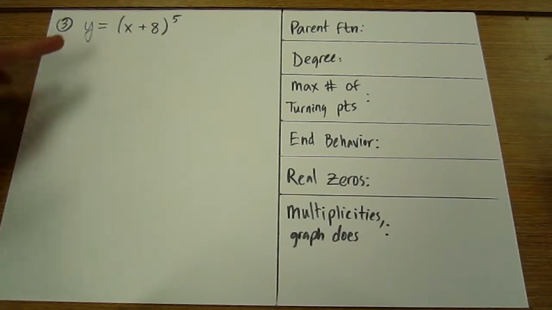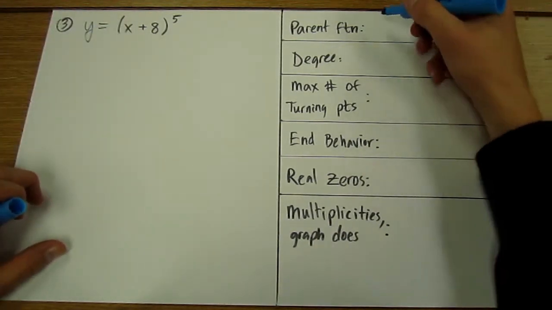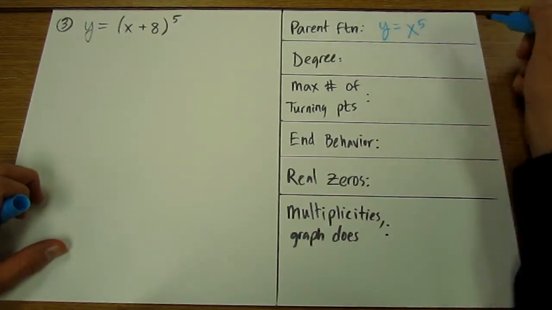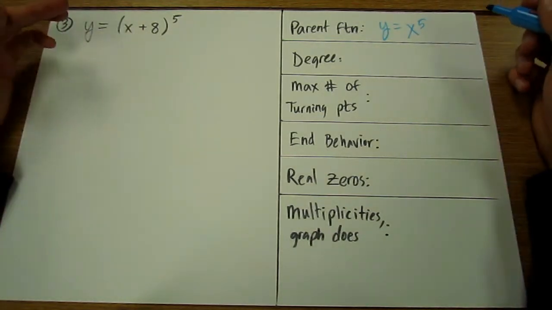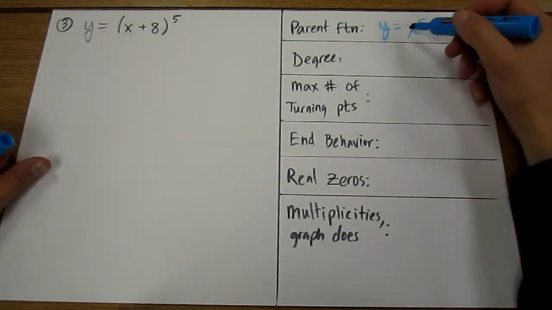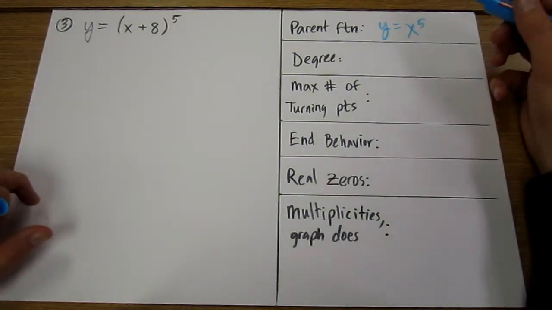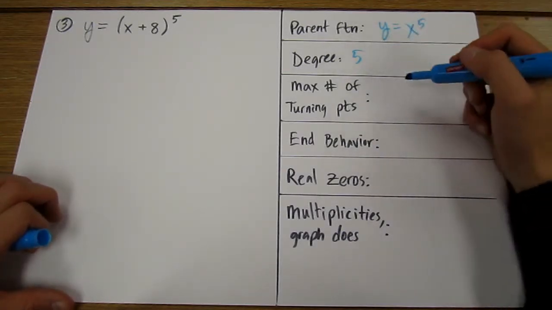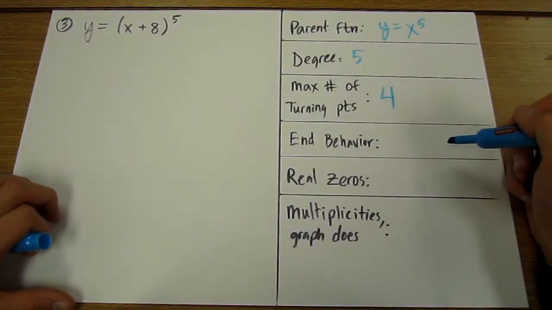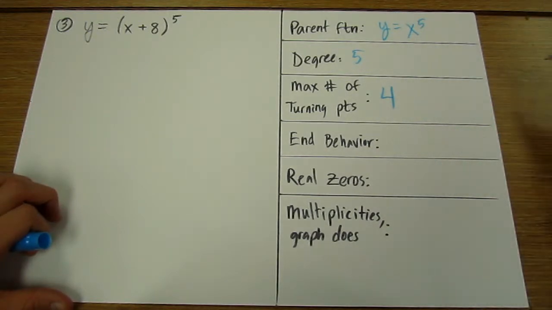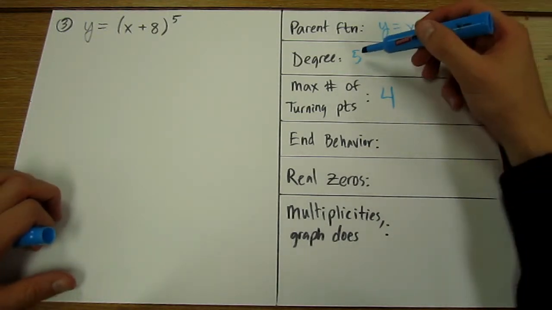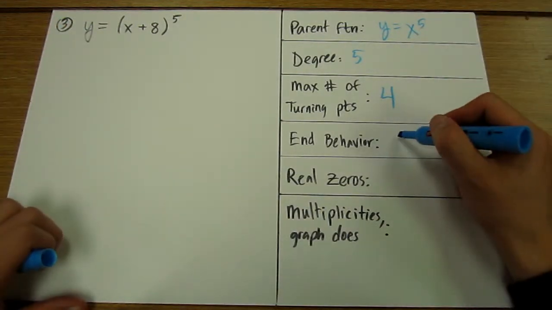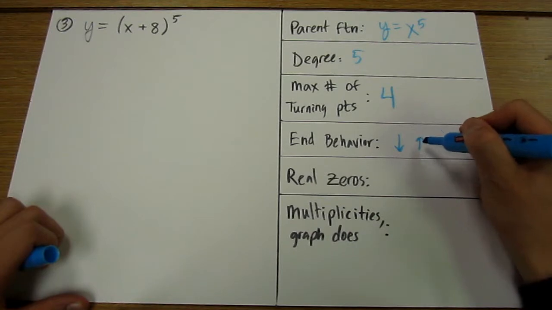So our parent function, if we were to expand that whole thing out, is going to be y equals x to the 5th power. Because we have x times x times x times x times x. So x times itself 5 times is x to the 5th. Our degree then is going to be 5. Our maximum number of turning points is 1 less than that. So that is going to be 4. That means we can change directions 4 different times. Our end behavior, since we have an odd function, since our sign up here is positive, is going to be down on the left and up on the right.